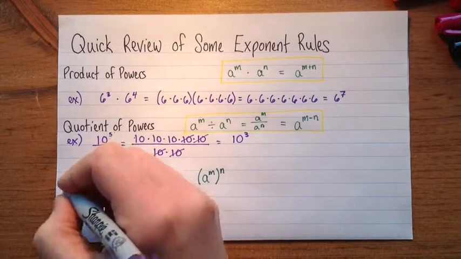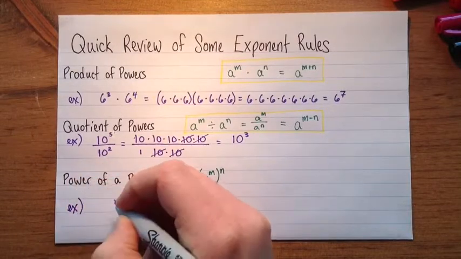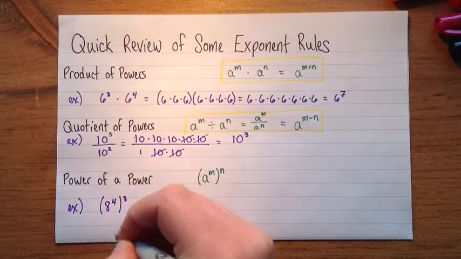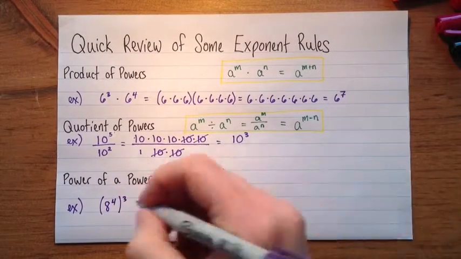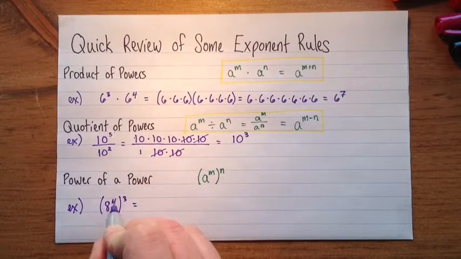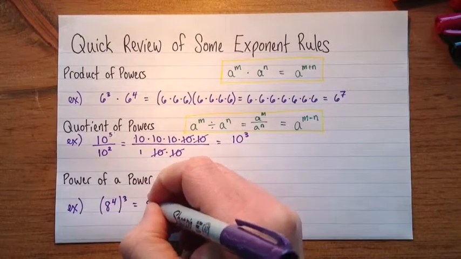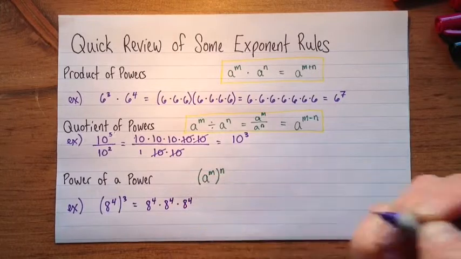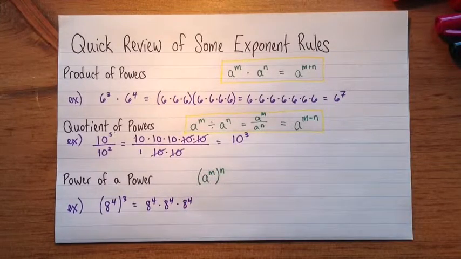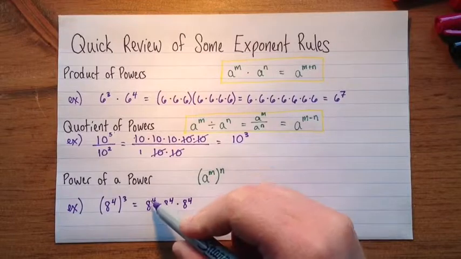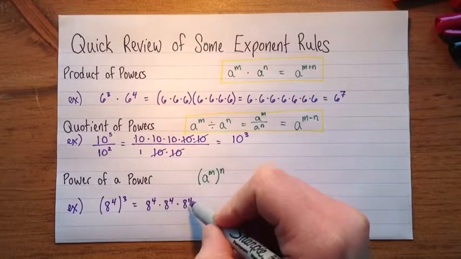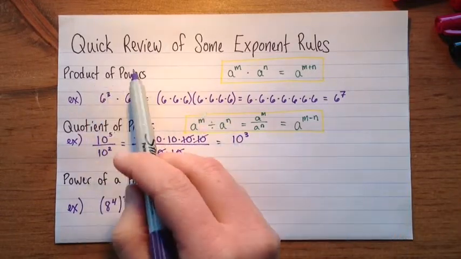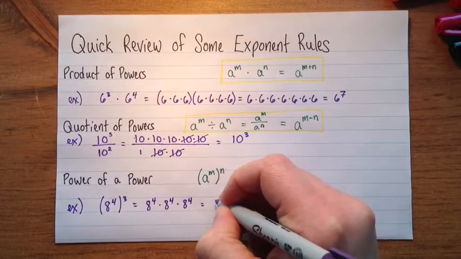Okay, let's look at an example. Suppose we had something like 8 to the exponent 4, all to the exponent 3. What would that equal? Well, if we look at that, what this means is 8 to the exponent 4, multiplied by itself 3 times. And at this point, to simplify, we could do two things. I'll show you both of them. The first thing is to write this out the long way, like we did with the 6's. And the second thing is we can use the first rule to simplify. So we'll do it the first way first.